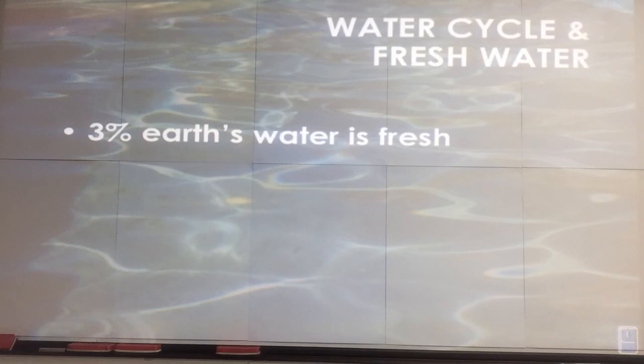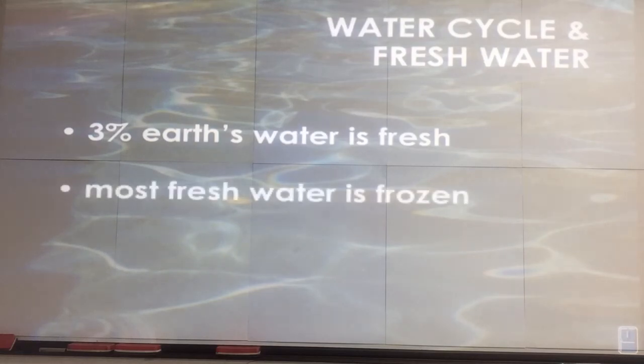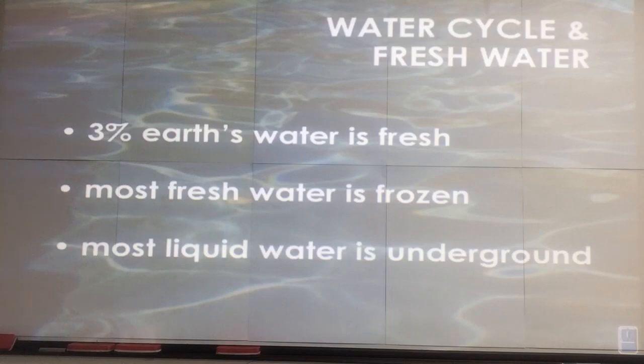Now, we talked about our water supply, that most of it is salt water or ocean water, and about 3% of it is fresh water. But like I said, most of that fresh water is frozen in our ice caps and in our glaciers in the North and South Pole. Most of the liquid water that is drinkable is underground.